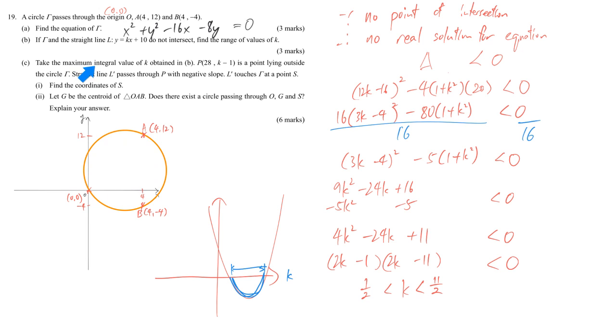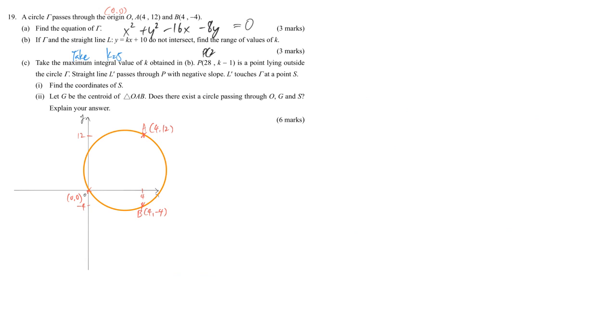In part B, they say the maximum integral value of k obtained here. Beware that this is 5.5, so the maximum integer k that we can obtain is 5. So we take k equal to 5 here, which means that we have P is 28, 4. It's a point outside the circle. So maybe the point is somewhere here.